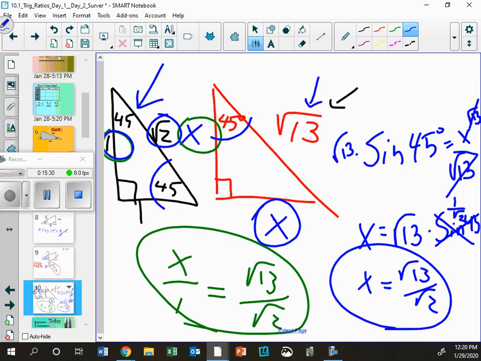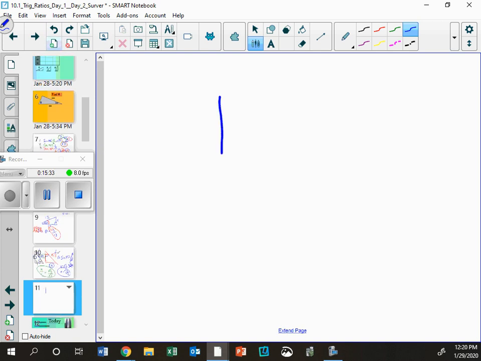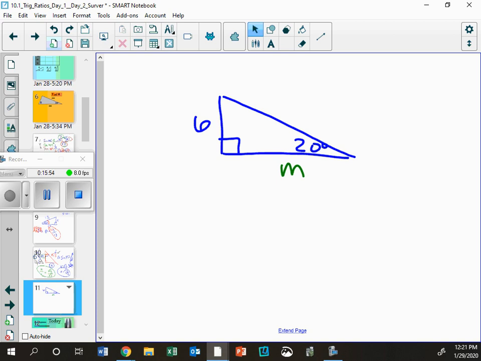All right, let's do one more like that. Not a 30, 60, 90. Kind of looks like it might have been, but it's actually a 20, 90, and this side is 6. I'll be specific instead of say find everything. Would you please find M? You may leave your answer with like a sine of 20 in it, because nobody expects you to know sine of 20. There's only certain angles I can expect you to know, 30s, 60s, 45s.